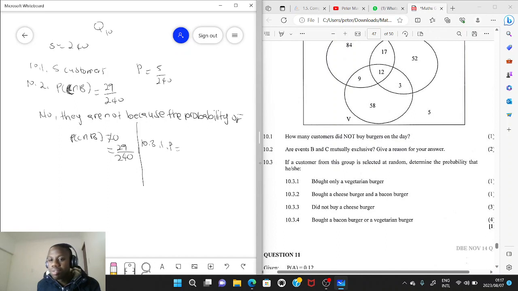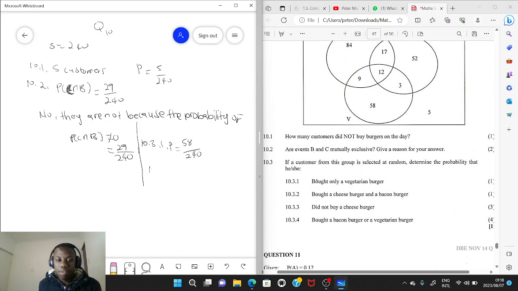So where we see V only, we want V only. We don't want the interference of C and B. So what is V only? That's 58. Because of this, the probability is 58 over 240. This is our total, the total number of possible outcomes, and this is my favorable outcome. What is my favorable outcome? The customers who only bought a vegetarian burger, right?